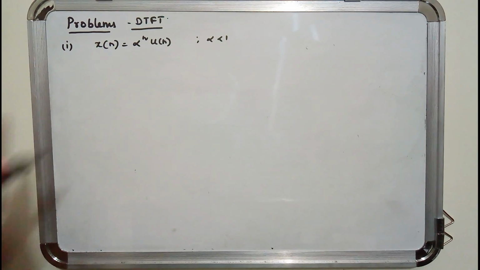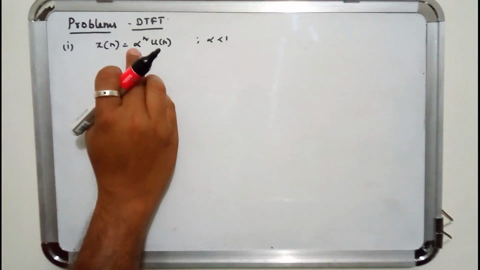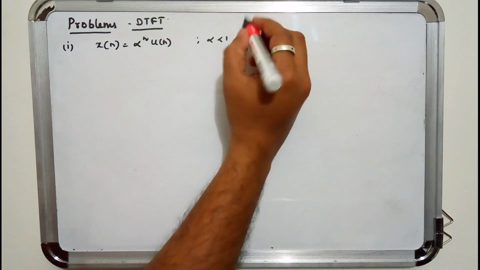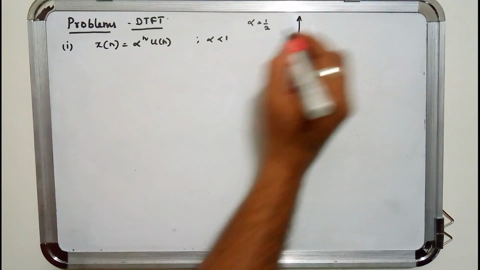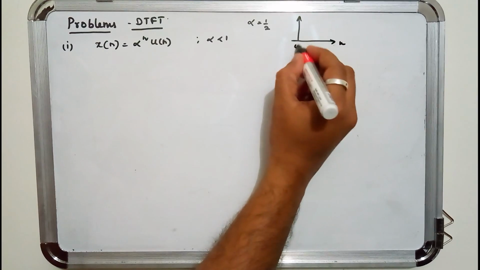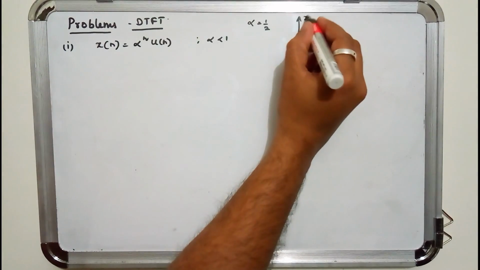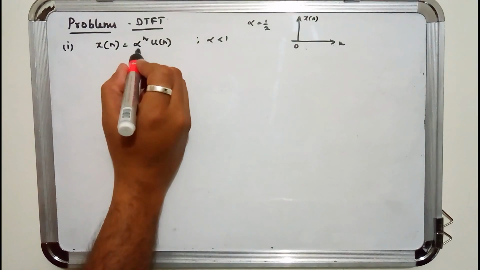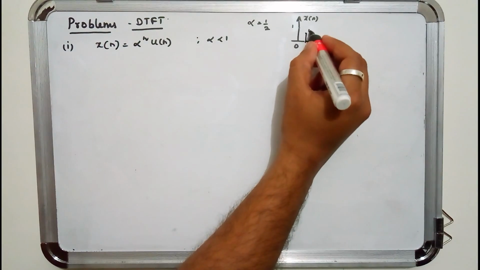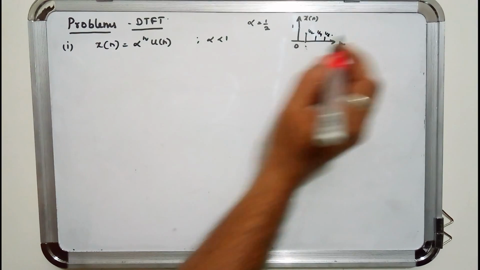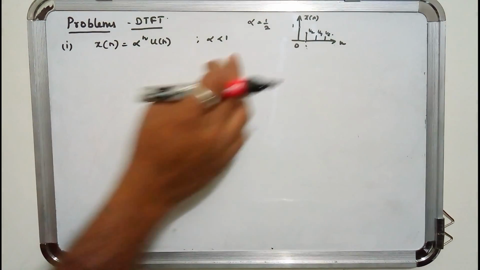Now, the first problem is x of n is alpha power n u of n, where alpha is less than 1. Now, this alpha is less than 1, that means, let me take a value of alpha to be equal to half. So, if I plot this, my waveform will start from 0 and it will extend till infinity. That is the basic funda which you should be knowing because of the presence of u of n, because u of n starts from 0 and it will extend till infinity. So, my x of n, when alpha is taken to be half, is half power 0, u of 0, it is 1. Then at 1 you get half, then 1 by 4, 1 by 8 and so on, because you will get half power 1, half power 2, half power 3. So this is the specific example of alpha which I have taken as half.